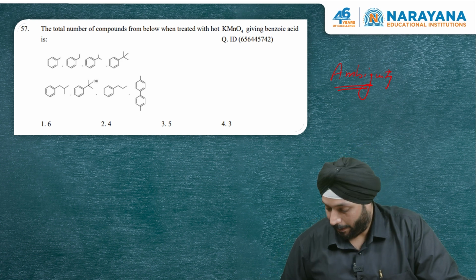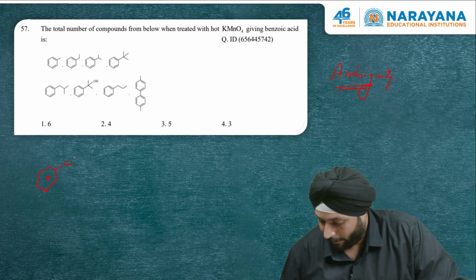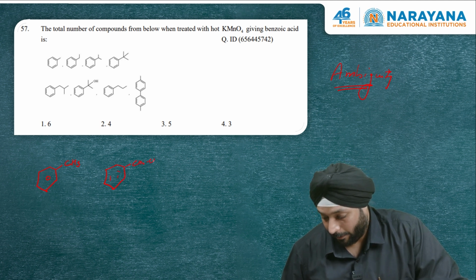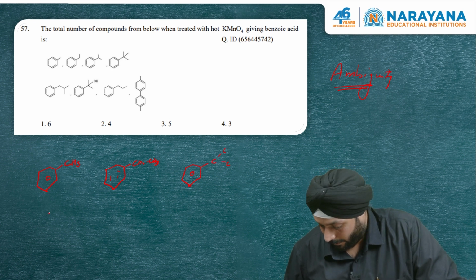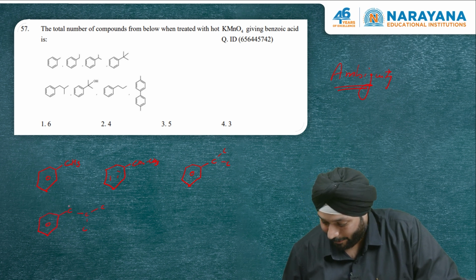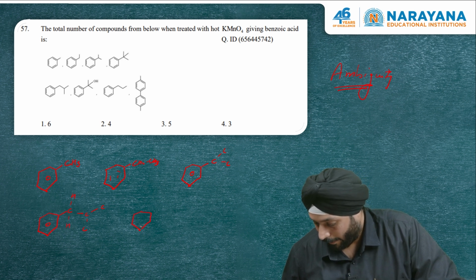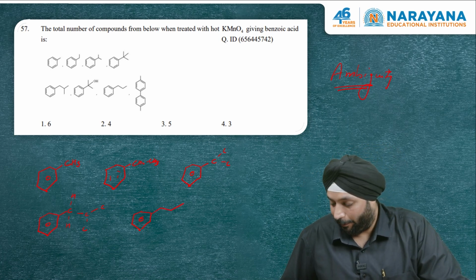So we'll check. We very well know that whenever a benzene molecule has a carbon which has at least one hydrogen, so this molecule, you can have this molecule, you can have this molecule, again you can have this molecule. You don't have a hydrogen over here, and you can have this molecule. These are straightforward correct answers. They will give you benzoic acid on treatment with hot KMnO4.